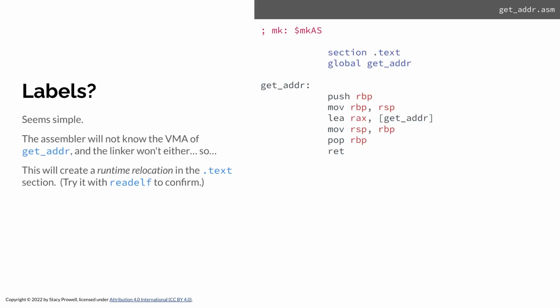Let's try that. So here's one possibility. I've got this piece of code that's get address, and what it does is it just goes ahead and does a load effective address, takes its address, puts it in RAX, and returns it. Shouldn't that work? Well, that will create a runtime relocation in the text file right here. And we don't want that.